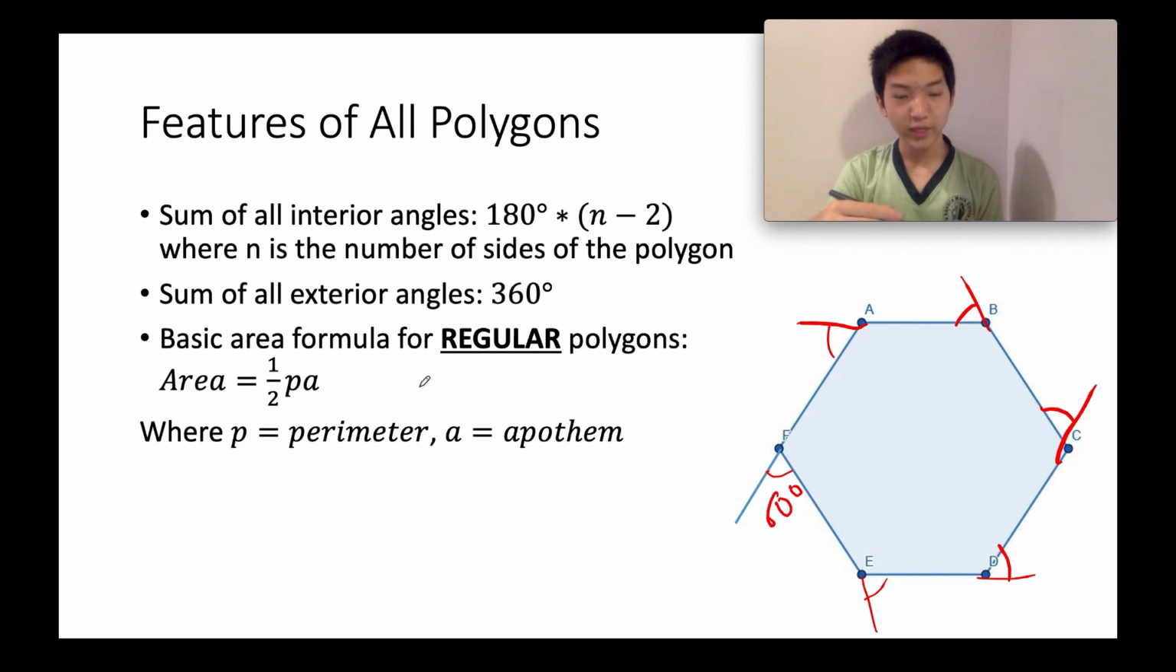Now there's a basic area formula that applies only to regular polygons. That is 1/2 perimeter times apothem. Perimeter is pretty self-explanatory, you just add up all of the sides. But if you don't know what an apothem is, there's a point at the middle of the regular polygon, and you draw it down to a base. So this would be an apothem. It's a segment from the middle drawn to a base, or one of the sides, and it must be perpendicular to the side.